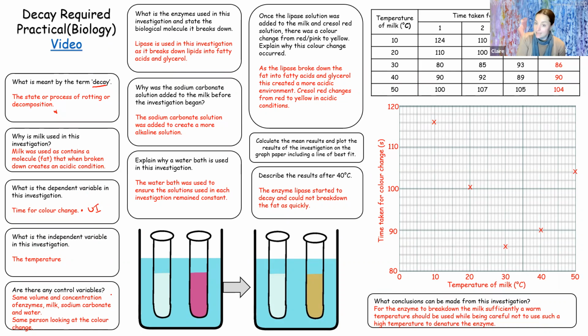Control variables, yes, is what you should be saying. Whenever there's a practical, you must think: volumes, concentrations, time, things like that. Individuals looking at the color, that's subjective, so make sure it's the same person comparing the colors and using the universal indicator sheet. Those are your very common and always included control variables. So with this, lipase is used in this investigation as it breaks down lipids into fatty acids and glycerol.